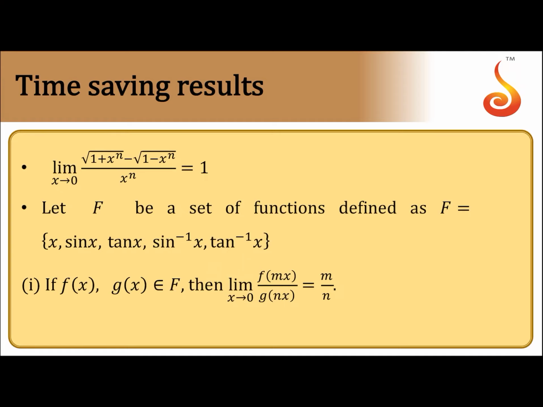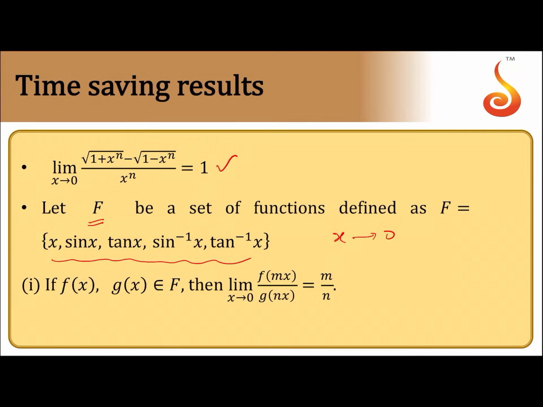Of course, these are some of the important formulae that save our time. This is one of the problems. Limit x tends to 0, root of (1 plus x)^n minus root of (1 minus x)^n, by x^n, is equal to 1 always. If you treat f as a set of functions like this one: x, sin x, tan x, sin inverse x, and tan inverse x.